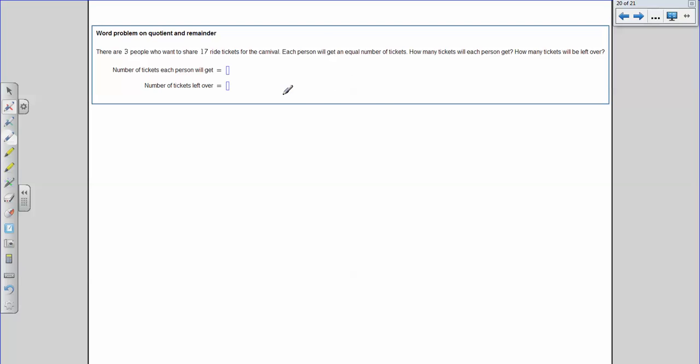and how do I know this is even going to be division? Each person gets an equal number of tickets is my clue that this is going to be division. So I'm going to do 17, that was an important number, in 3 people. So I have 17 tickets to divide between 3 people. So how many times does 3 go into 17? 3 times 5 is 15.